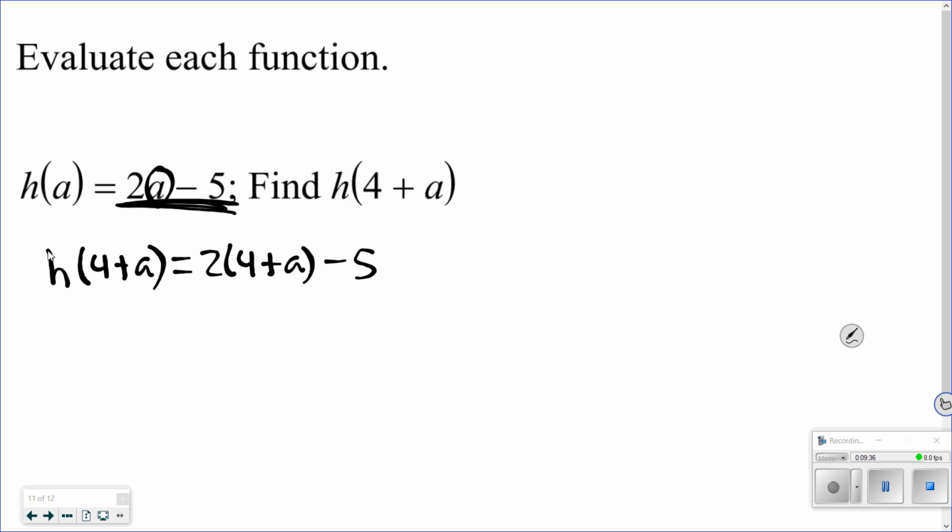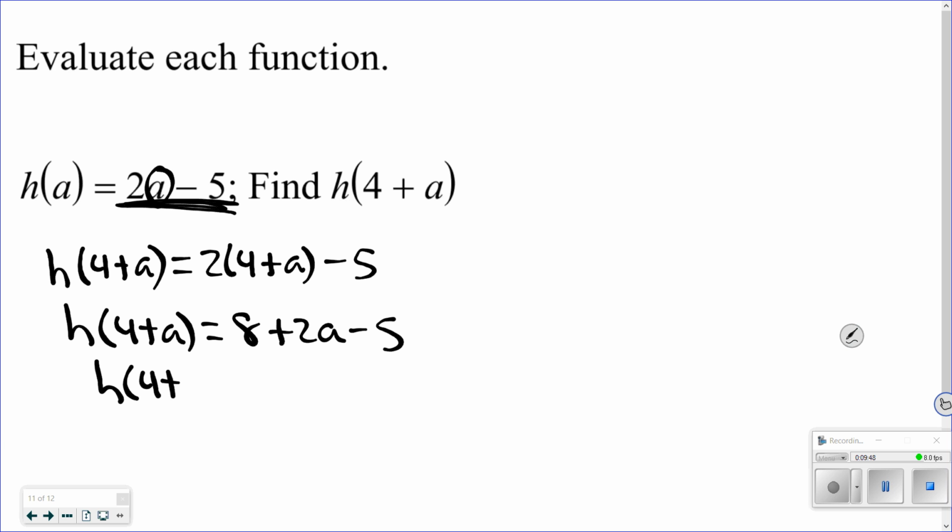Okay, that's my answer. Let's just simplify it a little bit, though. This one we can definitely simplify. If I distribute the 2 through, that would be 8 plus 2a minus 5. And I actually have some like terms over there. The 8 and the minus 5 I can combine, so it would be 2a, and 8 minus 5 is a positive 3. And I'm done. Remember, never do anything with the left side. That's just telling me I plugged in 4 plus a into h, and I got back out 2a plus 3. That's my answer.